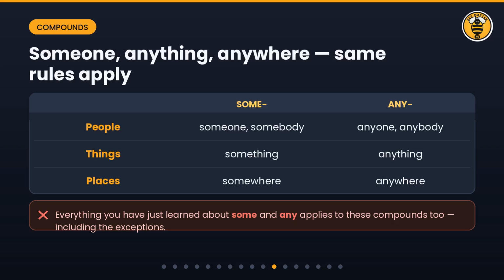Now the compounds. Some and any join with other words to talk about people, things, and places. For people, someone and somebody, anyone and anybody. The one and body versions mean exactly the same thing. For things, something and anything. For places, somewhere and anywhere. And here is the good news. Every rule you have just learned applies to these compounds as well, exceptions included.